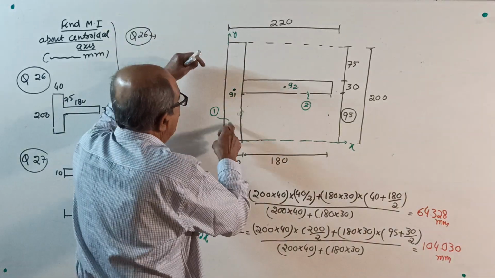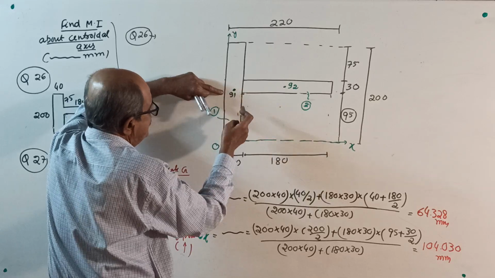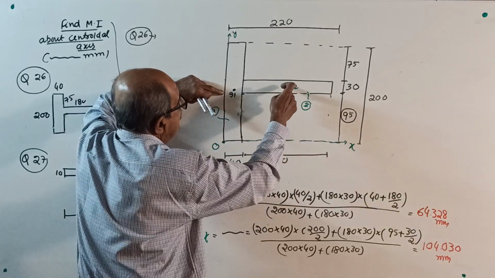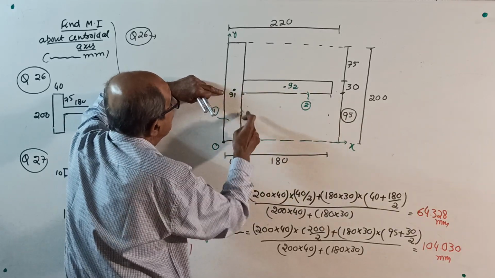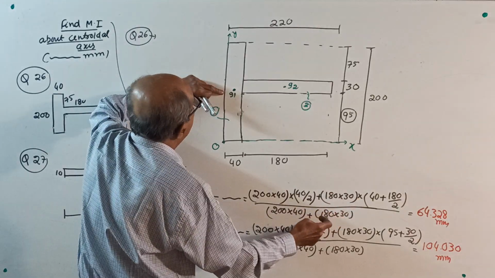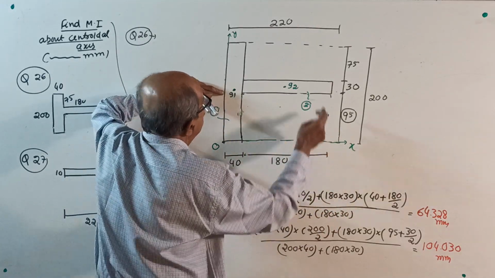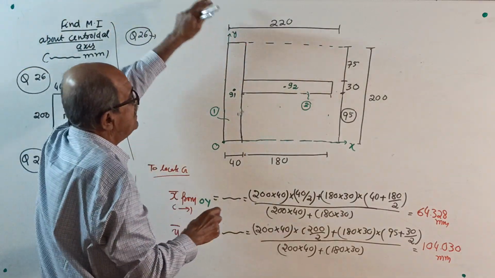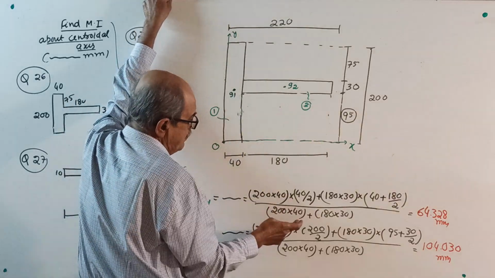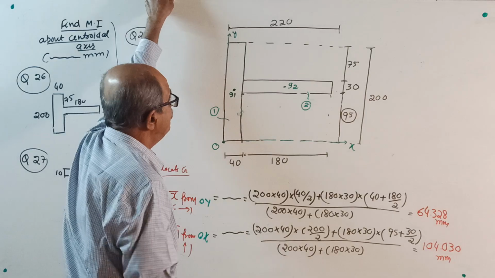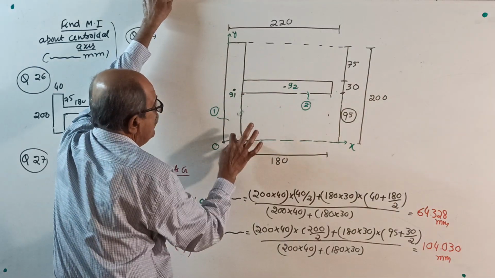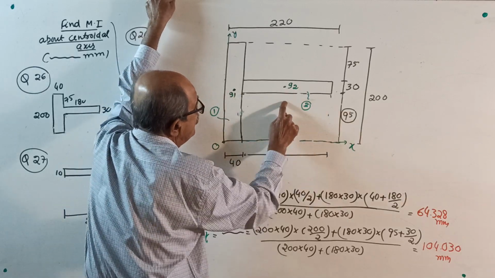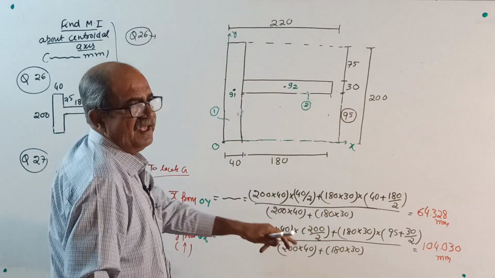Start X bar. 1, 2. A1, X1. How much is X1? A1 I won't explain. X1 is 40 by 2. A2 into X2: 40 plus half of 180. 220 is full, 180 plus 40 totally 220. This is only 180. Half of 180. Divide by A1 plus A2. X bar will come. Y bar: A1, Y1. Y1 is half of 200. Y2 is 95 plus half of 30. So you get X bar, Y bar.